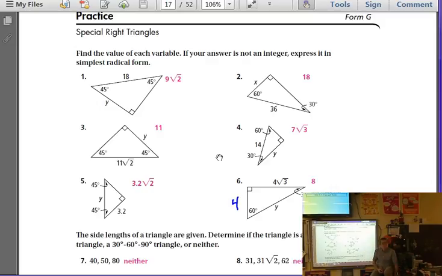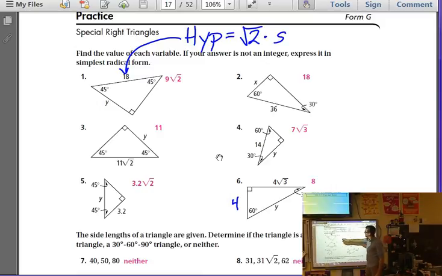Maybe it's because I didn't get the notes, but why is number 1 9 radical 2? Anyone want to help him out? Well, the hypotenuse is radical 2 times the short side. So in an isosceles 45-45-90, you divide by radical 2. Basically, anytime you have a leg, we came up with the pattern that the leg is the hypotenuse divided by 2, and then stick a root 2 on the end.